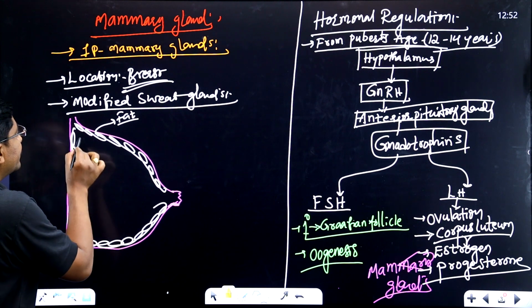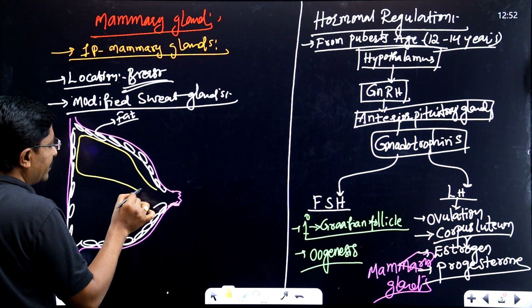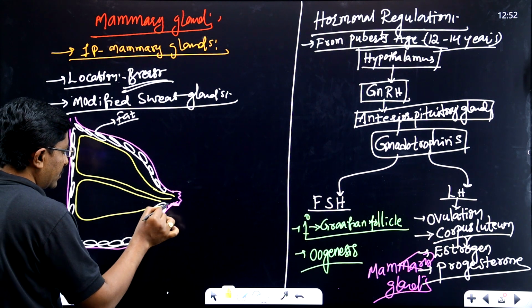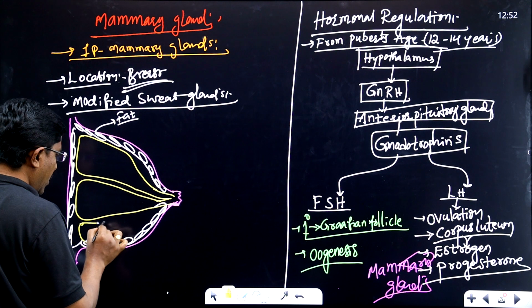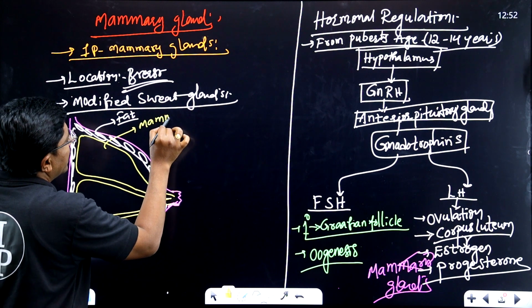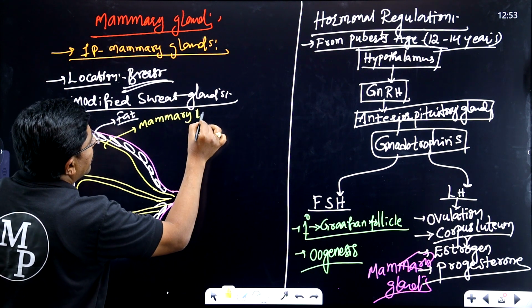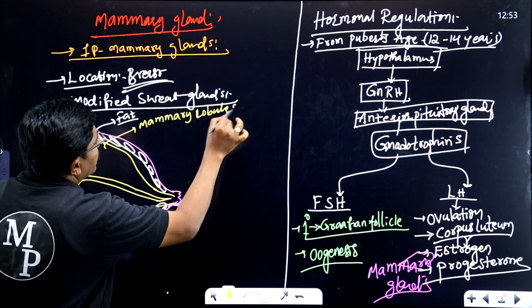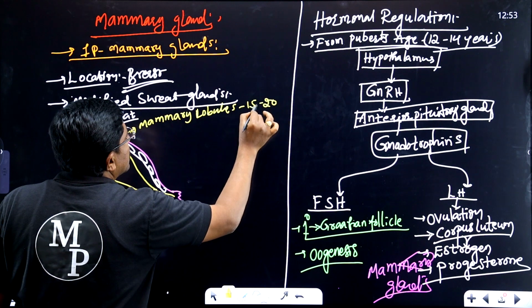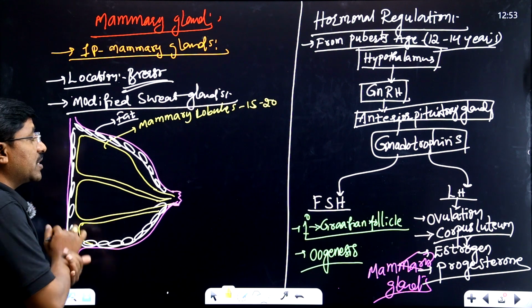Inside the mammary gland, mammary lobules are there. In each mammary gland, there are 15 to 20 mammary lobules. This is a clear point.